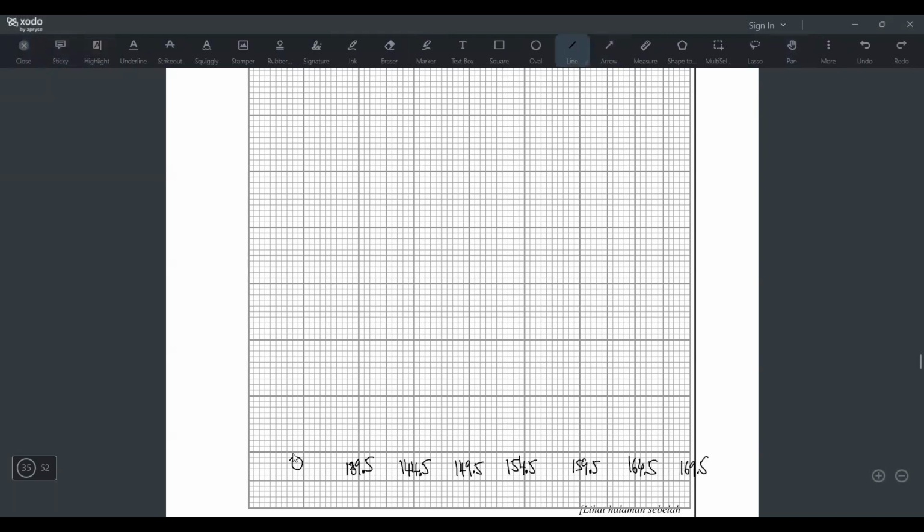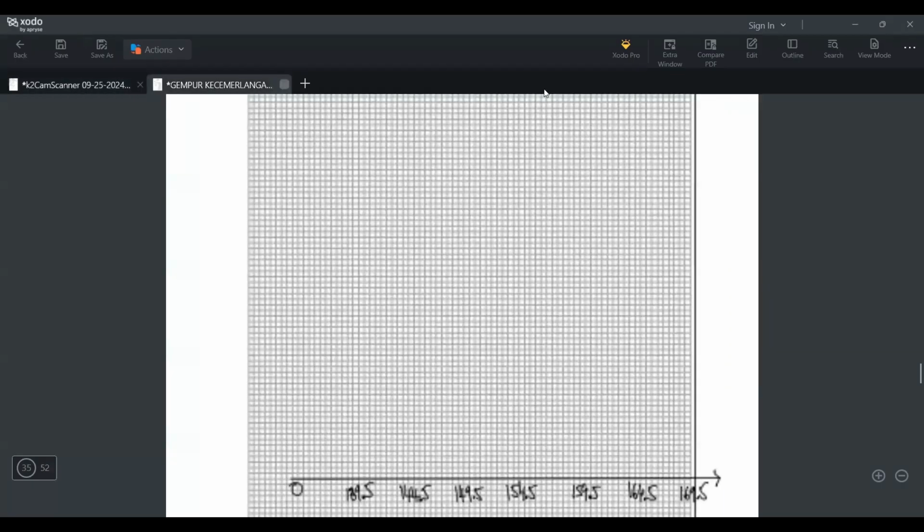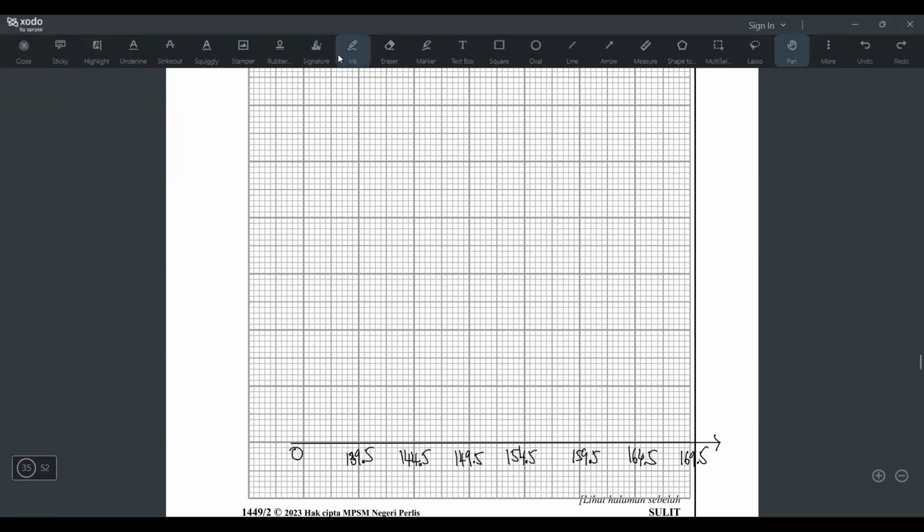Okay, now we draw our axis. So this is my x-axis. After I draw my x-axis, now it's time to write what I have to write here. We cannot write lower boundary, cannot write boundary. What we have to write is height, because the data for this question is about height. And if you don't have enough space, you can write it down here in the middle like this, height. And if there is a unit, write the unit also.